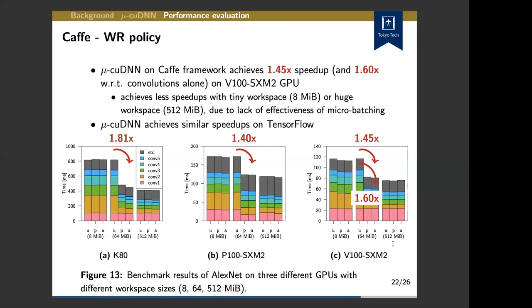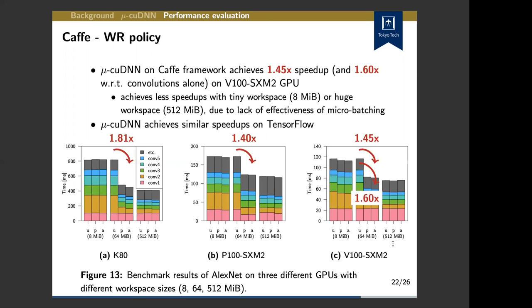We then combine microcuDNN with the deep learning framework Caffe and evaluate the speedup with AlexNet on 3 different GPUs with 3 different workspace sizes. Here, in all of the GPUs, we achieve 1.4 to 1.8 times speedup when the workspace size is 64 megabytes. By the way, 64 megabytes is the default workspace size used in Caffe2 and Chainer, and Caffe uses 8 megabytes by default.